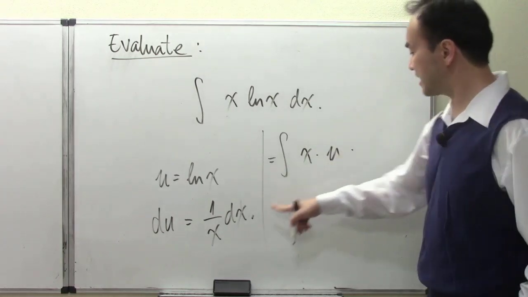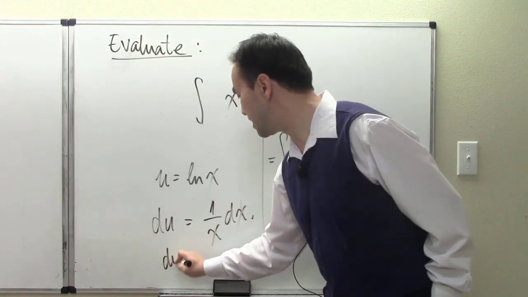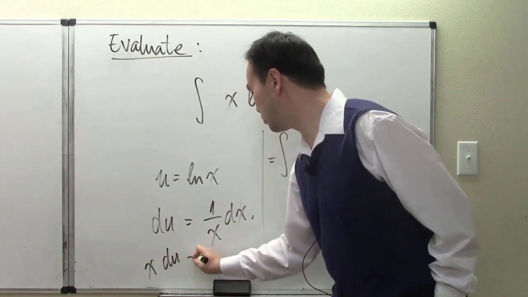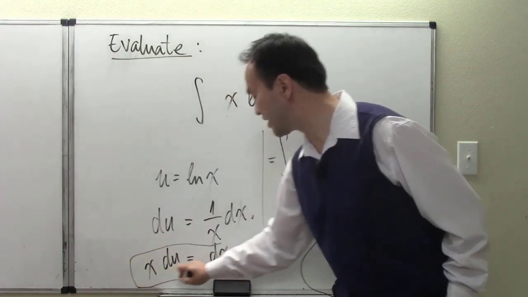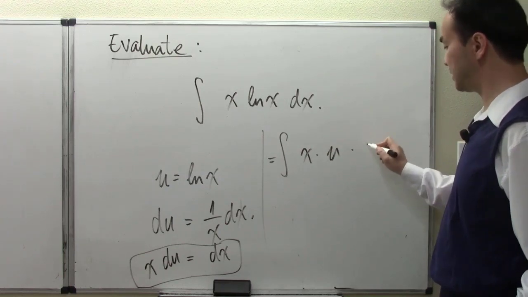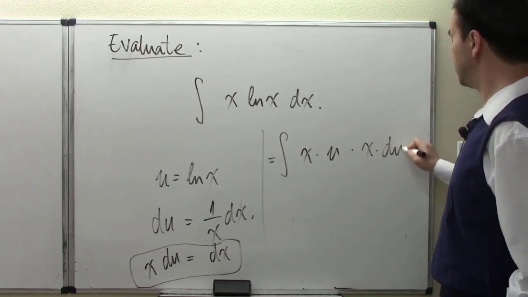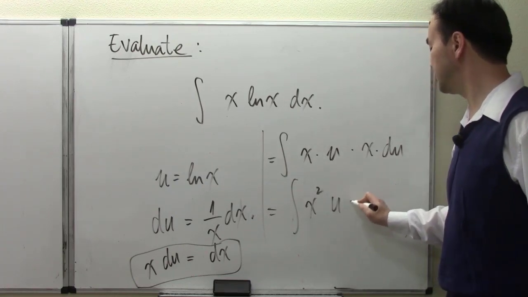Okay, dx. Now du equals 1 over x dx, so that means du times x equals dx. And so now we can take this relationship and substitute for the dx here. So dx becomes x times du. And so here we're looking at x squared u times du.